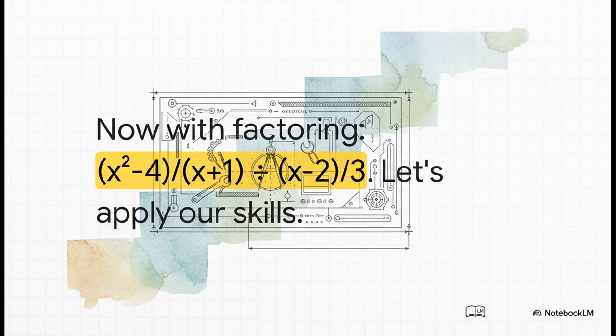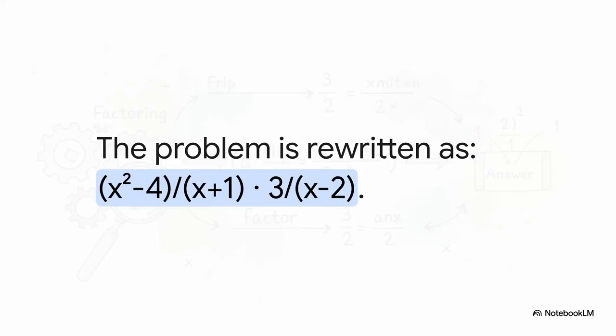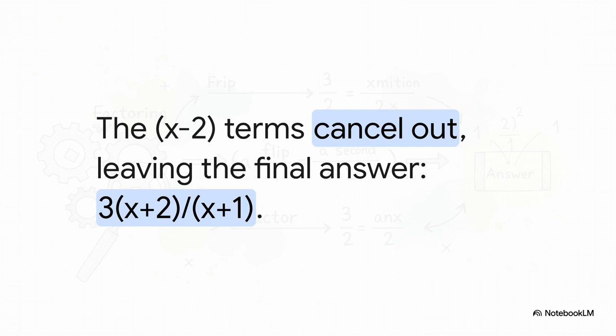All right, you ready to level up? This next one is going to require us to use those factoring skills we've been working on. But guess what? We start the exact same way. Keep, change, flip. That never changes. So we now have x squared minus 4 over x plus 1, and we're multiplying that by 3 over x minus 2. Okay, now for step 2, factoring.